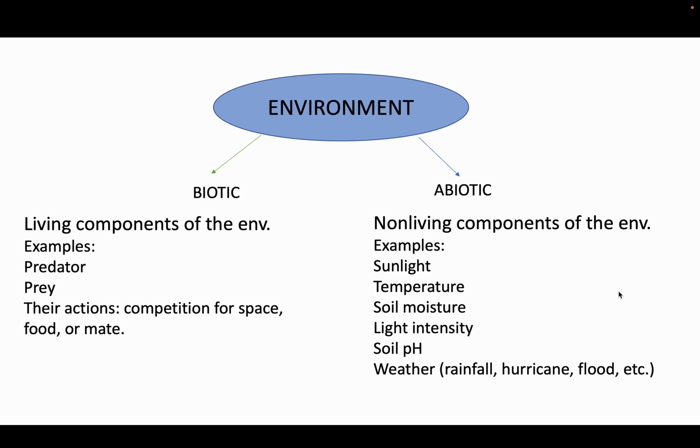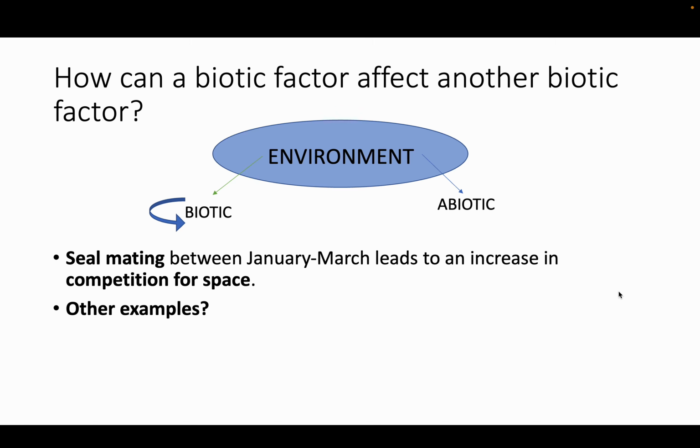For the abiotic factors, these are the non-living components in the environment. So examples are things that you will be measuring in this week's lab, such as sunlight, temperature, soil moisture, light intensity, soil pH, etc. All of these things can influence biotic factors. And also, weather conditions like rainfall, hurricanes, floods, these are all examples of abiotic factors, including natural disasters as well.